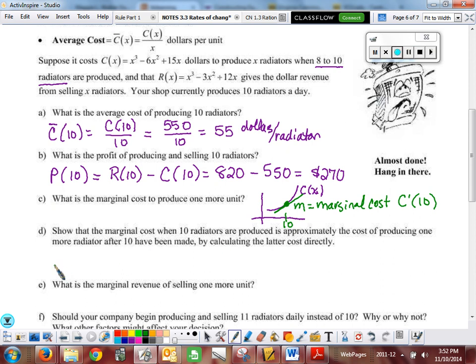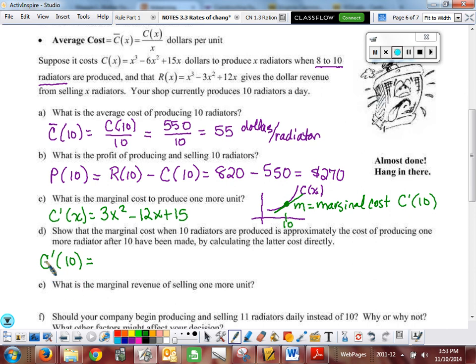So basically, we want to show that the marginal cost when 10 radiators are produced is approximately the cost of producing one more radiator after 10 have been made. So marginal cost is going to be the derivative. Let's first calculate the marginal cost, C prime of 10. To do that, I really need to calculate the derivative up here above. Your derivative would be 3x squared minus 12x plus 15, just using the power rule. That's the rate of change at any point on the curve.